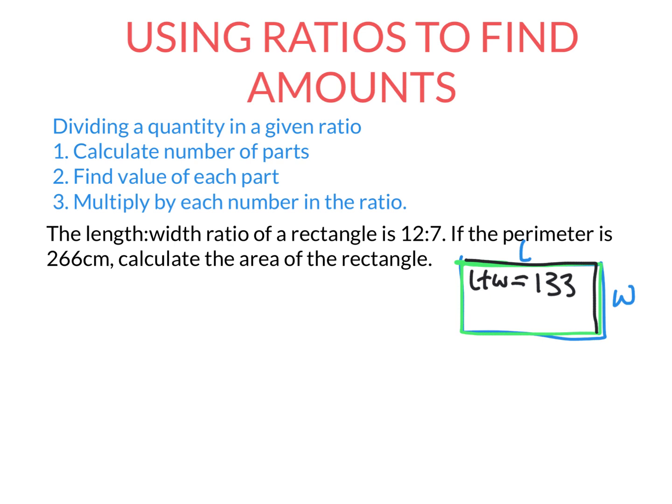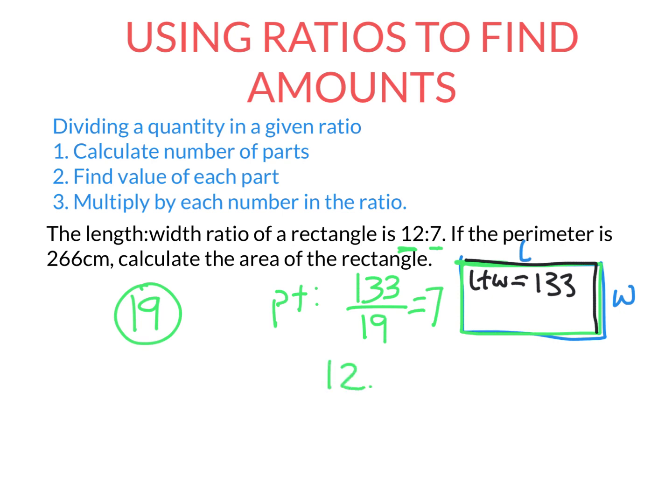So the total number of parts is 19. We are dividing it into 12 parts length, 7 parts width. 12 plus 7 is 19. So the value of each part is the total, 133, divided by 19, which happens to be 7. We take that 7, the value of each part, and multiply by each number in the ratio. One part is worth 7, so 12 parts is worth 12 times 7, which is 84. 7 parts is 49. So 84 to 49 is in this ratio, and they add up to 133.